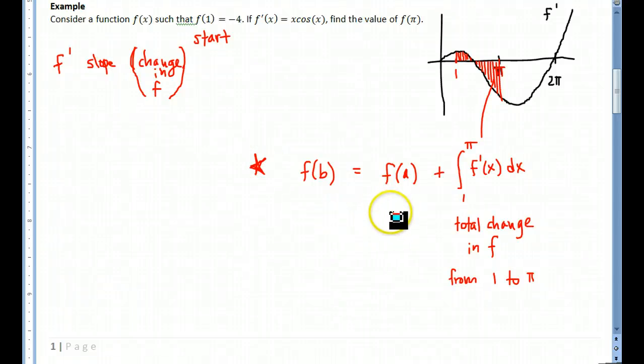So what is f of a supposed to be? This is where you're starting. And f of b is going to be, this is how you end, or this is where you end up, finish.